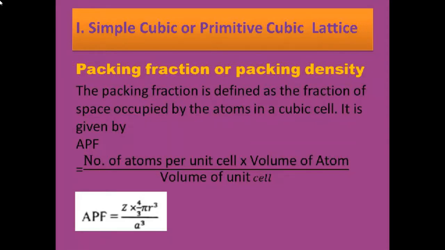It is given by APF, atomic packing fraction, is equal to the number of atoms per unit cell multiplied by the volume of the atom divided by the volume of the unit cell. So APF is equal to Z times 4 by 3 pi R cube upon A cube. Remember this formula from MCQ point of view, as well as a numerical based on this slide can be asked.